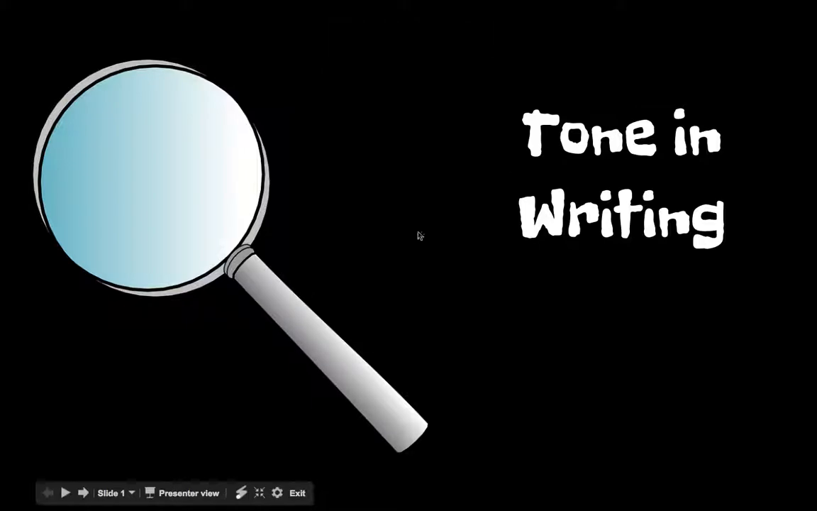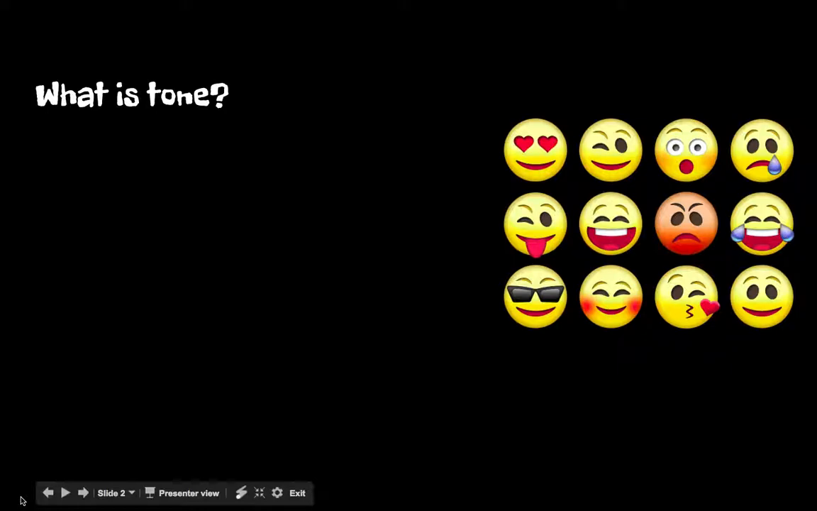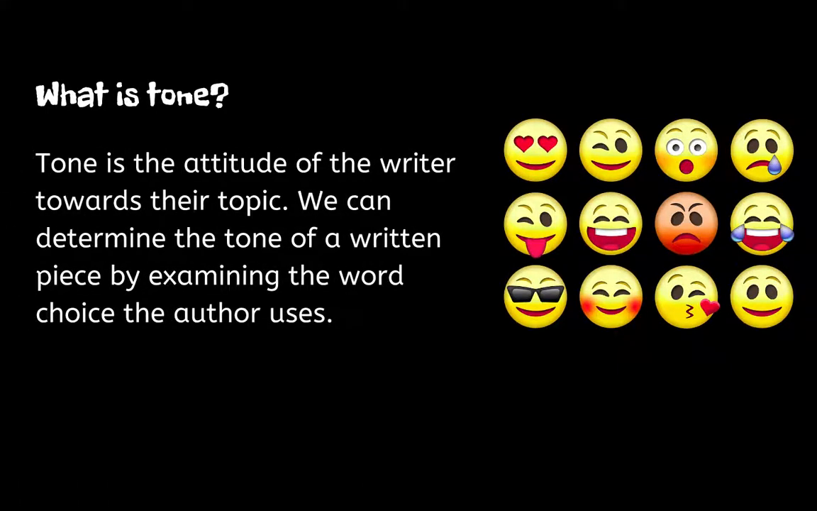Let's explore tone in writing. The first thing we need to know is, what is tone? Tone is the attitude of the writer towards their topic. We can determine the tone of a written piece by examining the word choice the author uses.